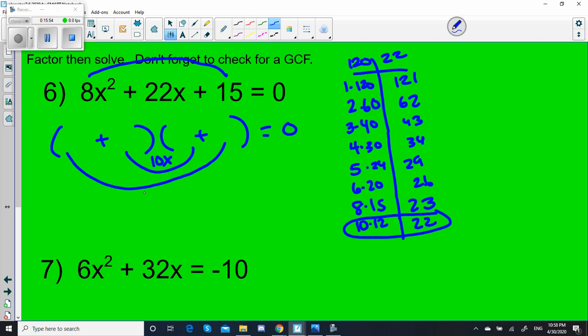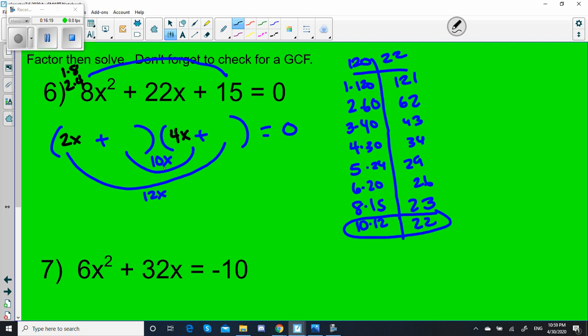to be 12x. Let's see, 8, I've got some choices here. 8, I could either use 1 times 8, or I could use 2 times 4. So let's see what we got here. Let's just go with 2 and 4. And we may have to move them. You never know. So let's try 2x here and 4x here.